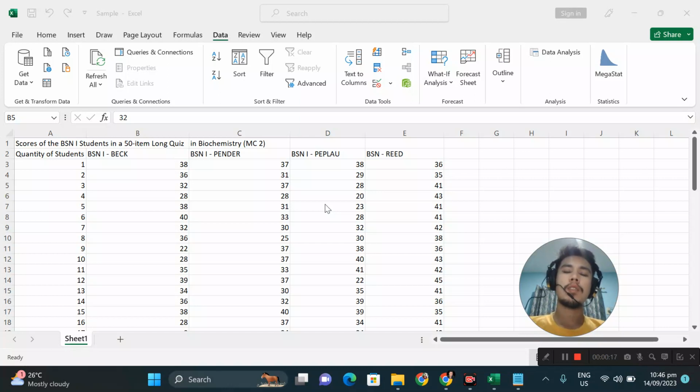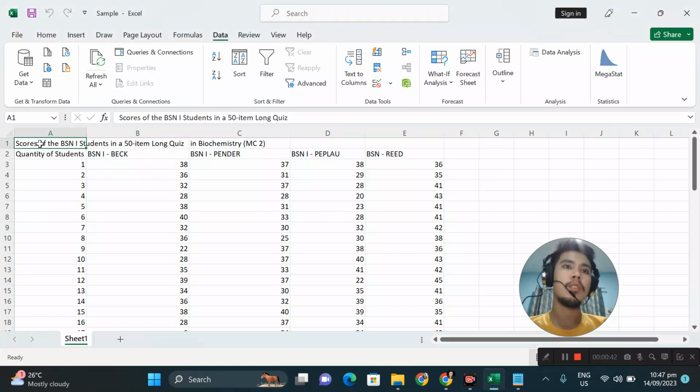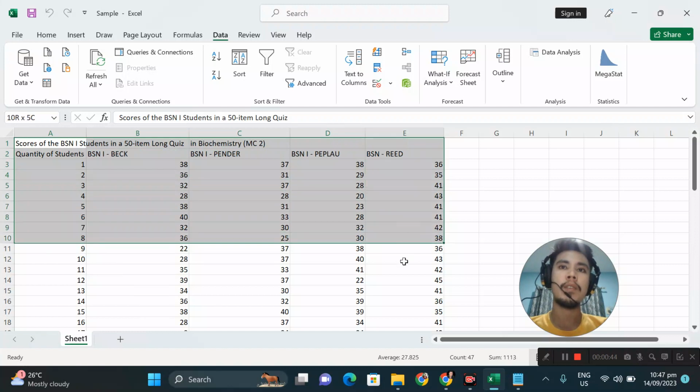And starting from this moment, I am going to convey my notions about this supplemental software that adds additional features or commands to Microsoft Excel, which we refer to as the MegaStat software. Okay, so without further ado, I am going to introduce what I have here.